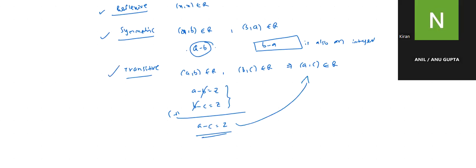Transitive. Next question. Read it. Next, relation R in the set A of human beings in a town at a particular time given by R equals {(x, y) such that x and y work at the same place}. Okay, I'm writing (x, y) work at the same place. Is it reflexive?